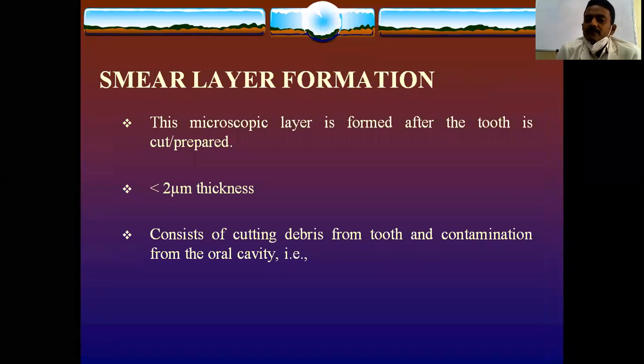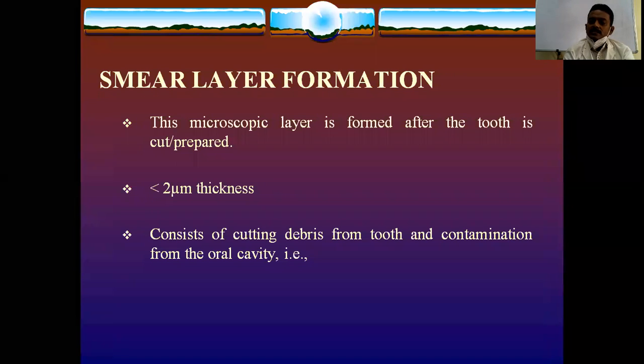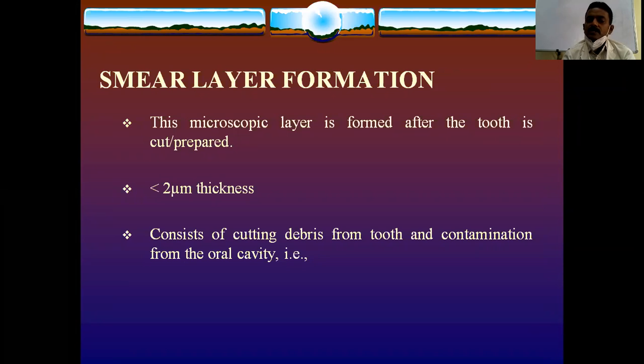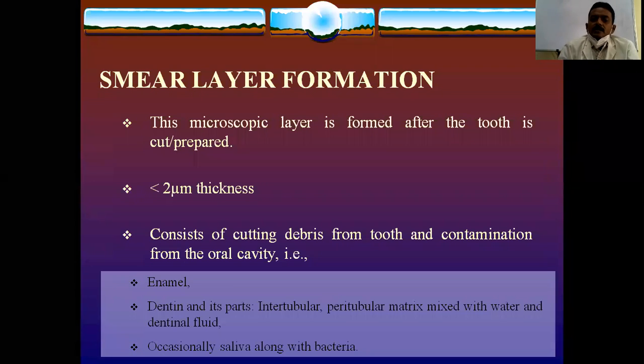Coming to the smear layer formation, this microscopic layer is formed after the tooth is cut and prepared. This is less than 2 microns in thickness. This consists of cutting debris from the tooth and contamination from the oral cavity: dentin and its parts, intertubular dentin, peritubular matrix mixed with water and dentinal fluid. Occasionally, saliva along with bacteria also forms a layer.